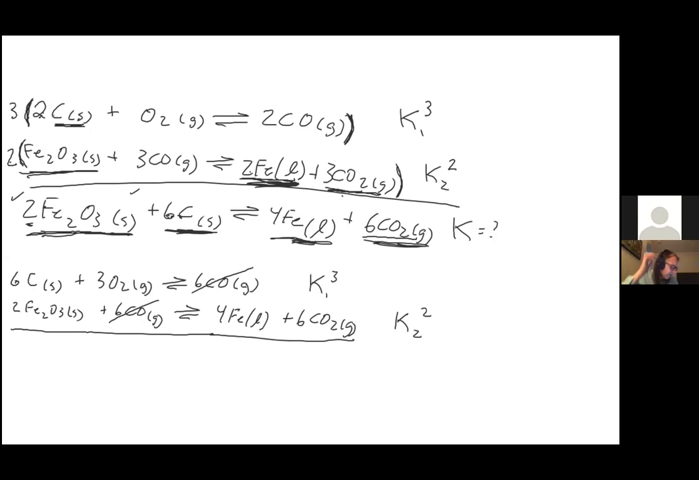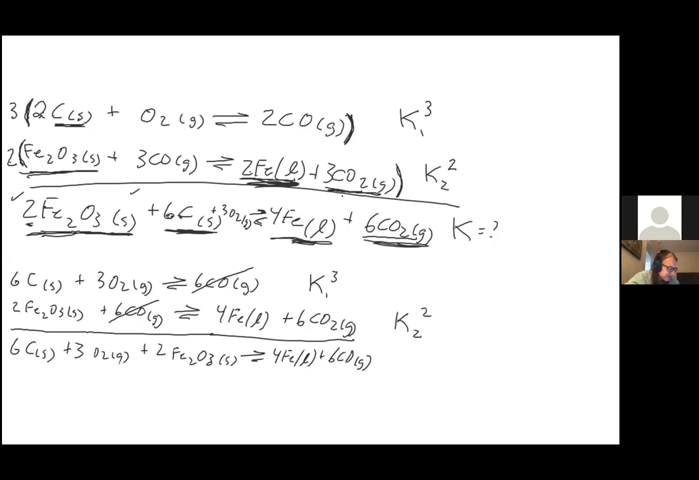Oh, I'm sorry. I made a mistake here. In the overall equation, there were supposed to be 3 O2s. That was in the problem, and I just forgot to copy it over. So it looks pretty good then. It looks like we're going to have 6 carbon solid, 3 oxygen gas, 2 Fe2O3, and then that's going to give us 4 FeL plus 6 CO2G. L for liquid, G for gas. So it looks like that's good, worked out.